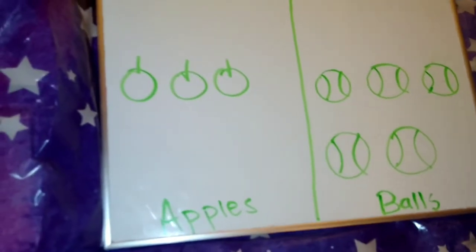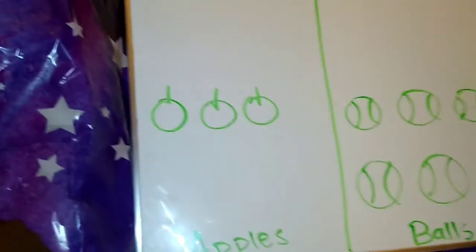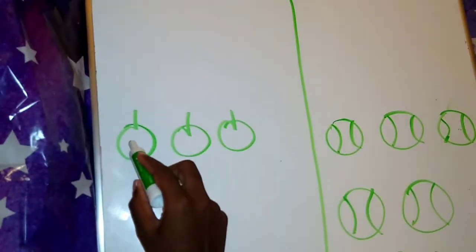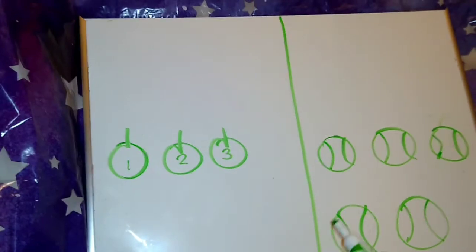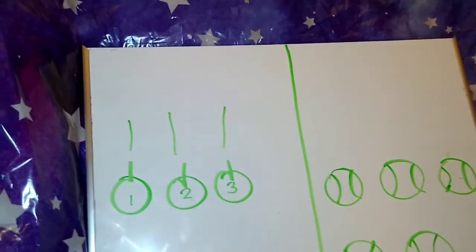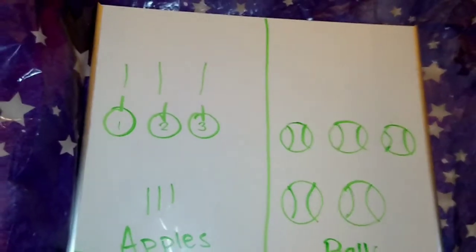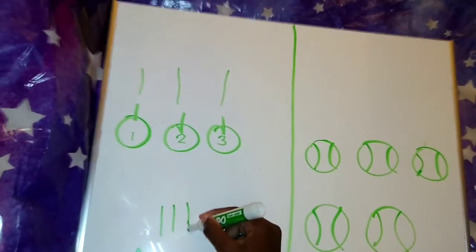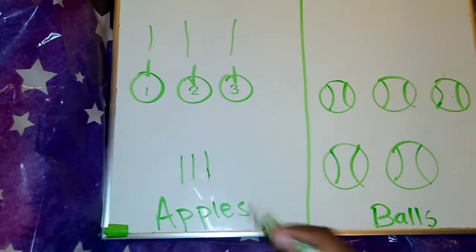We're going to start with this side. This is the apples. So we're going to use tally marks to count the apples. We see that there's 1, 2, 3 apples. So to do that, it'd be 1, 2, 3. So we know that we have 3 apples. That's how you would count and use your tally marks, okay?